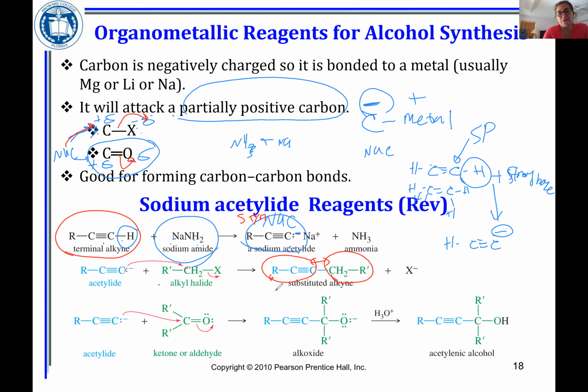And the other unique property is that here you're adding a new functional group, an alkyne. So if you had an alkyne with 4 carbons and you wanted to make an alkyne with 8 carbons, then you would use this method to increase the carbon chain of the alkyne.